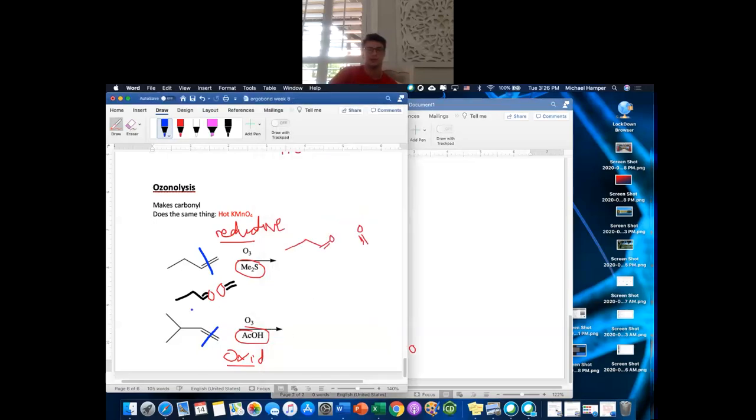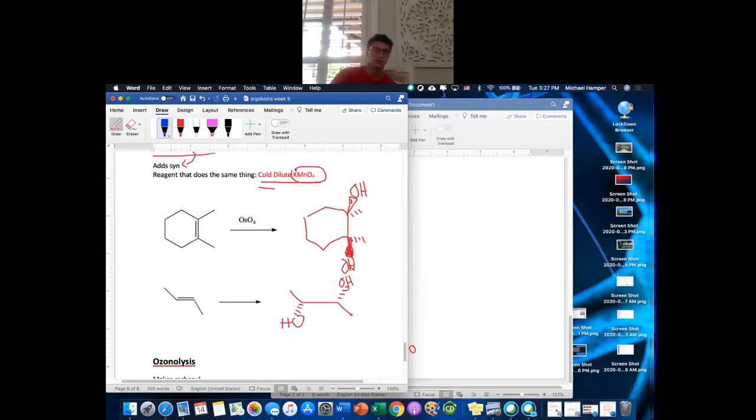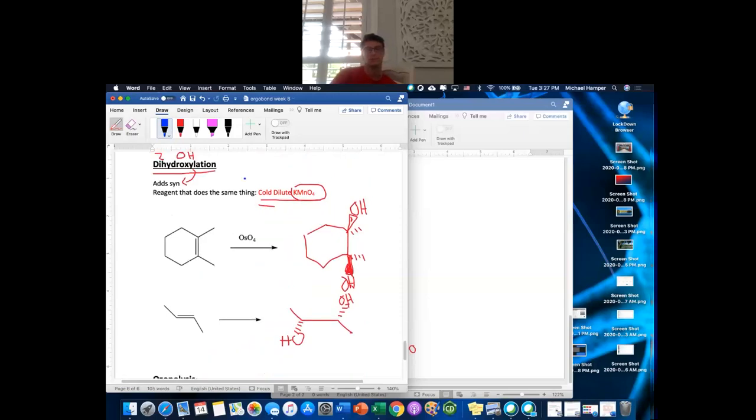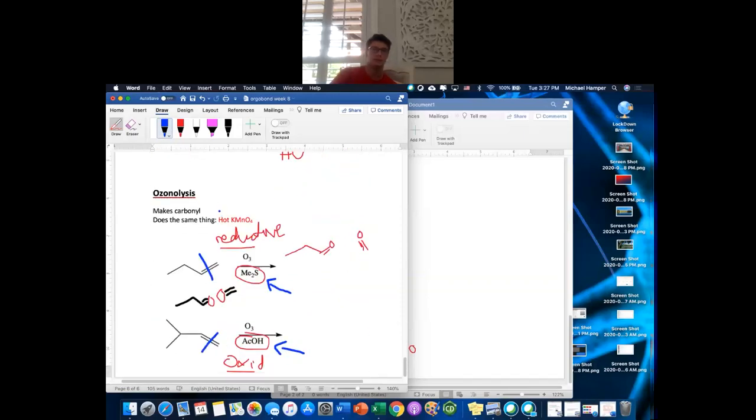For this oxidative ozonolysis, you have your oxidative ozonolysis and your reductive ozonolysis, and when you're choosing between them, look at what the ozone is with. So again, just split the double bond in half and add your O's. And unlike the cold KMnO4, which is dihydroxylation, hot KMnO4 does the same thing as these. Everybody get that?